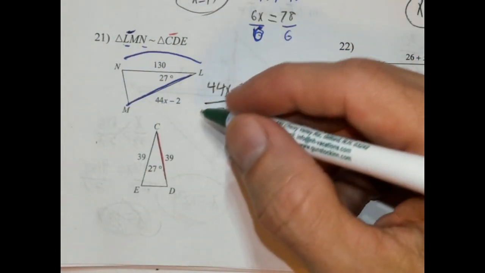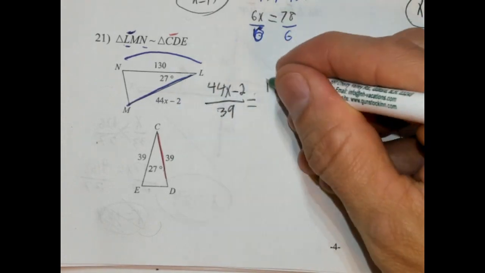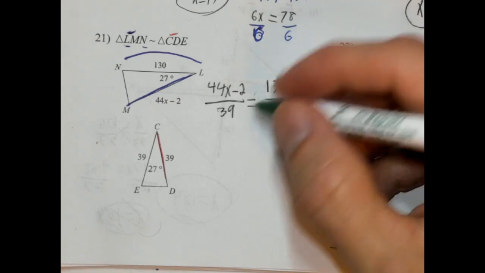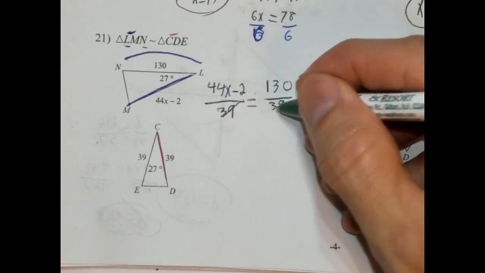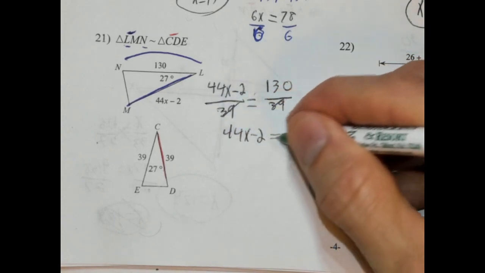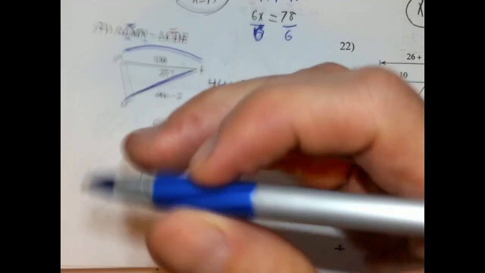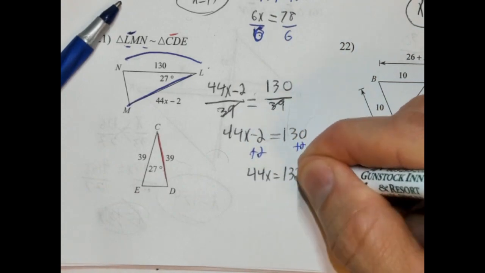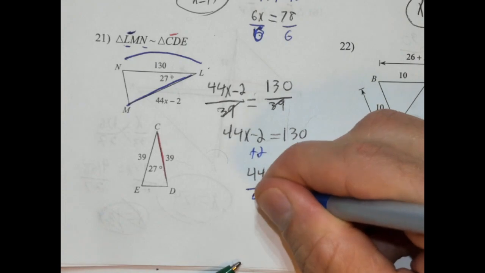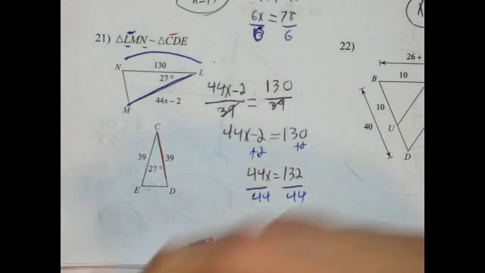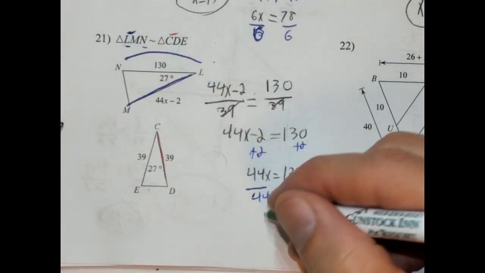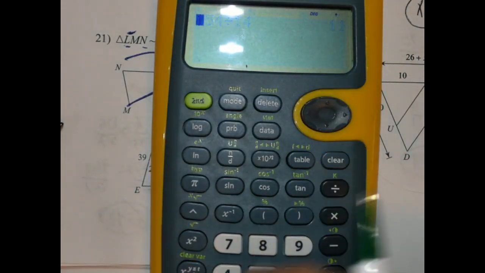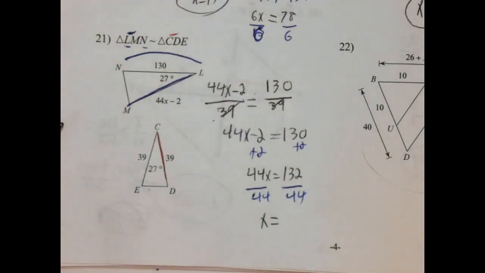Alright, so we got 130 over 39. This looks like it is another isosceles triangle. So we can actually eliminate the 39s in the bottom, because if we multiply both sides by 39, these go away. So we have 44x minus 2 equals 130. And we're going to add 2 to both sides. So 44x equals 132. Divide by 44. And I think that's equal to 3. Let's just double check that. So 132 divided by 44. Okay, so 44. Yep, it's equal to 3. Awesome.